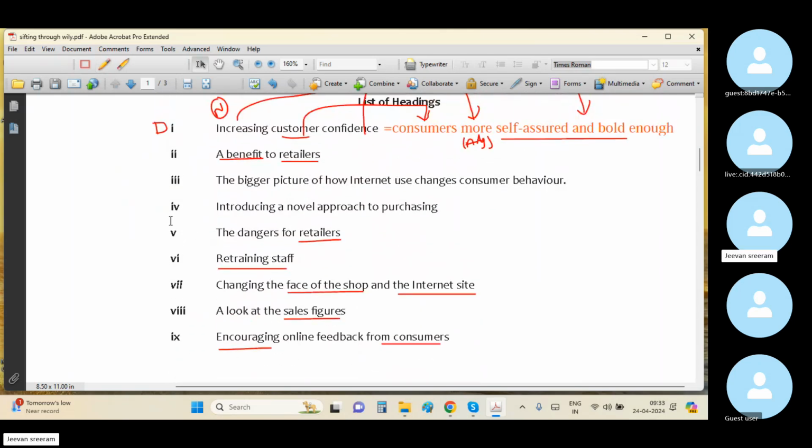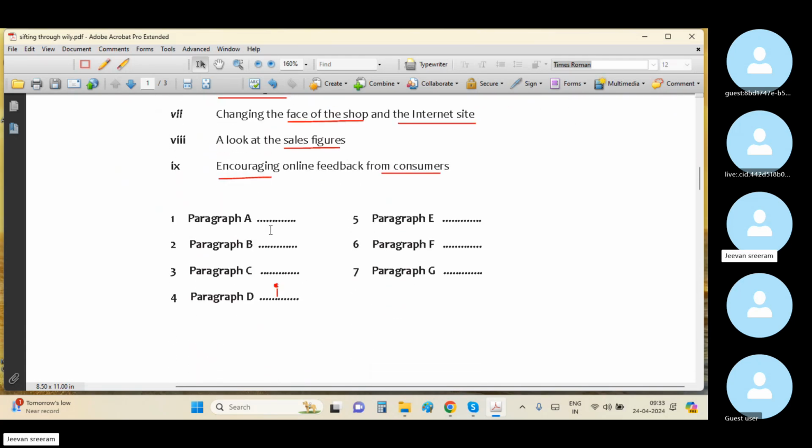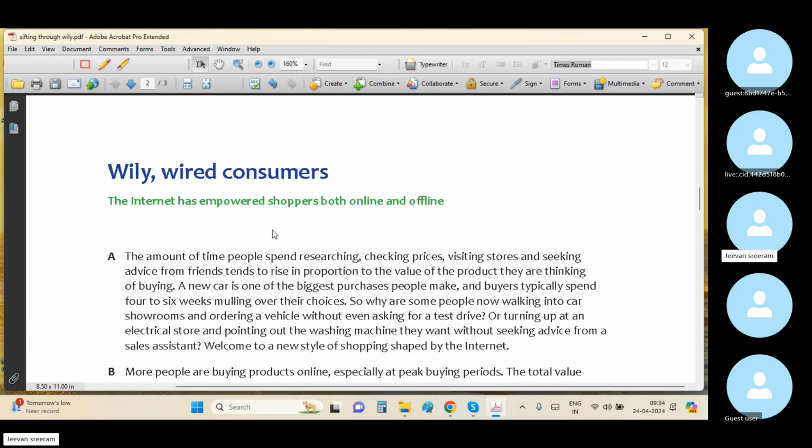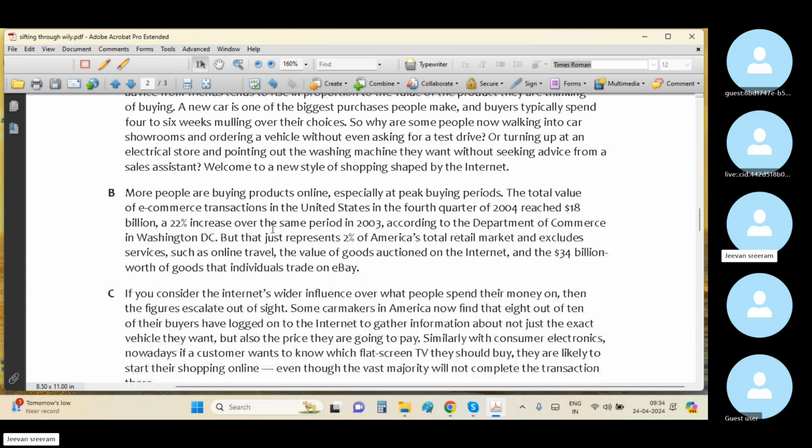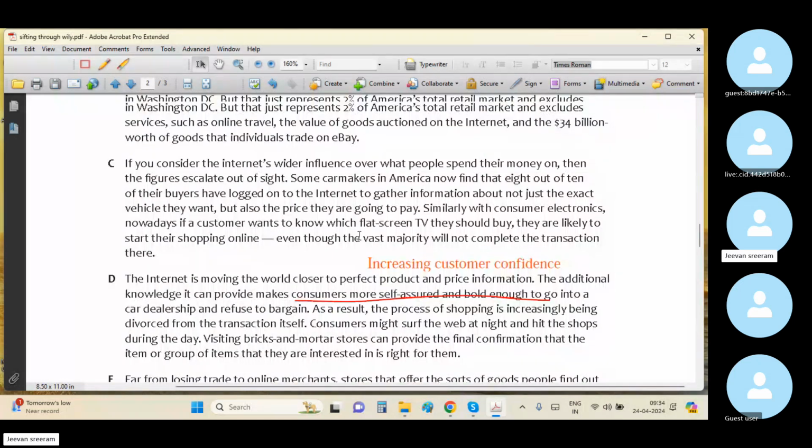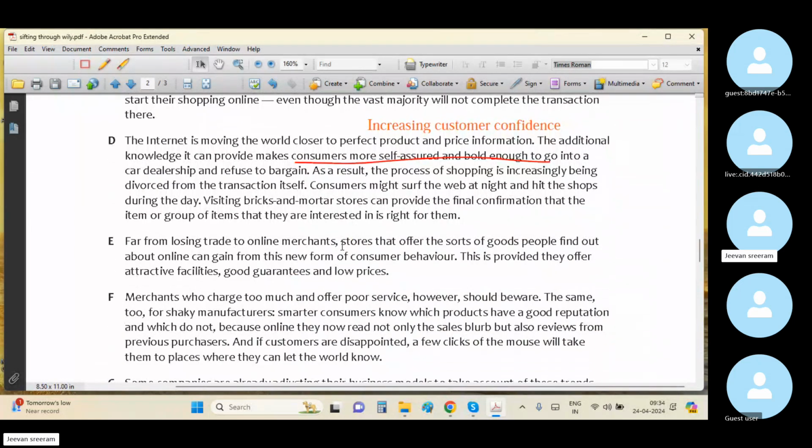A benefit to retailers. You should have seen the information. Retailers means sellers, no? Right, stores. Here we go. Meaning must be checked. So, stores that offer the sorts of goods people find out about online.